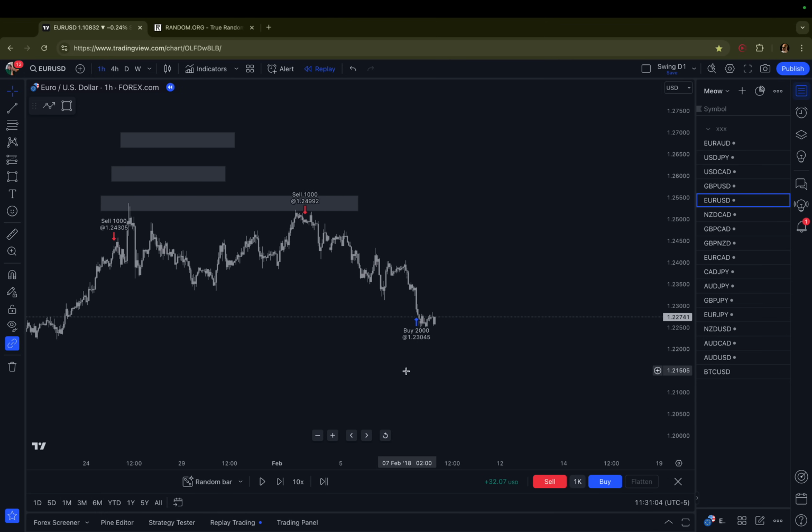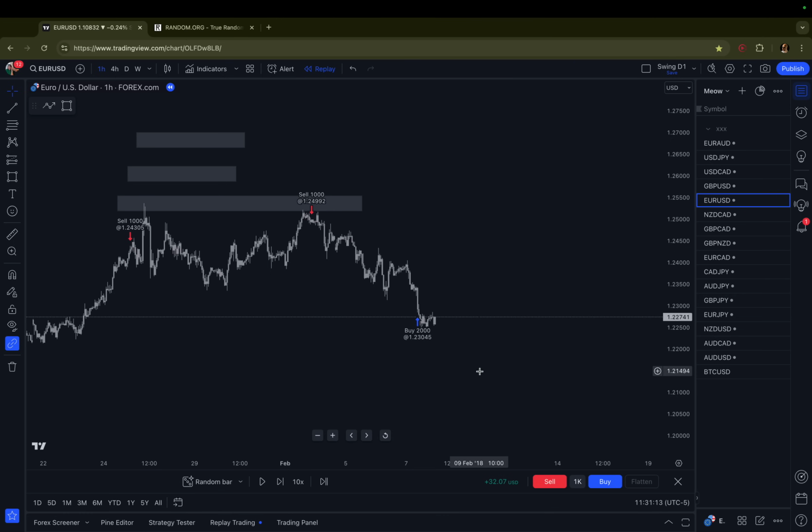So this trade ended in profit. You can see it grew $32. This is about 3% of the account. And remember, you're effectively risking 100% of the account on every trade. We'll do a couple more trades and I'll show you how this works.